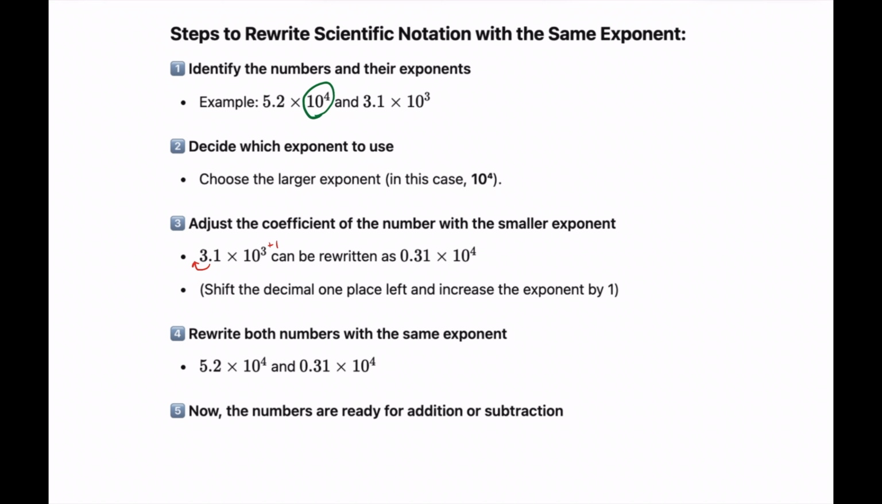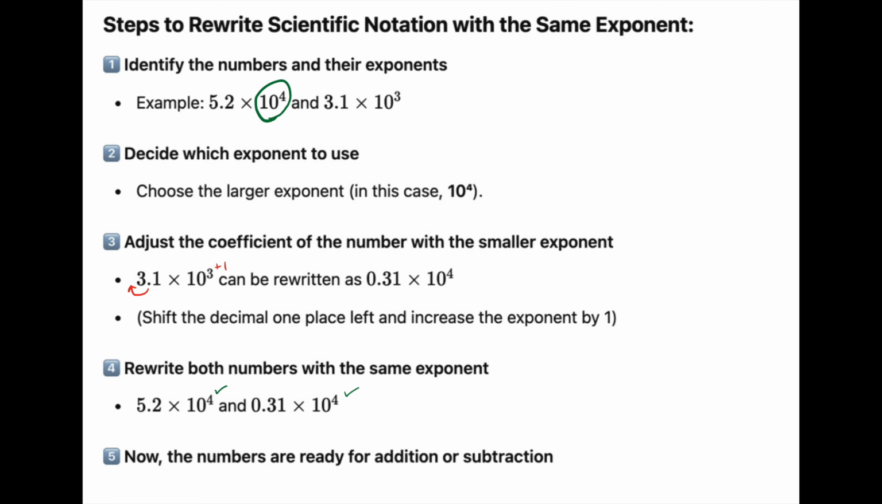What we're going to do is shift the decimal one place left, and then increase the exponent by 1. And when we do that, we would rewrite our numbers, and now they both have the same exponent. We have 5.2 times 10 to the 4th. That one stayed the same. And we rewrote 3.1 times 10 cubed as 0.31 times 10 to the 4th. And now that both numbers have the same exponent, they are ready for either addition or subtraction.